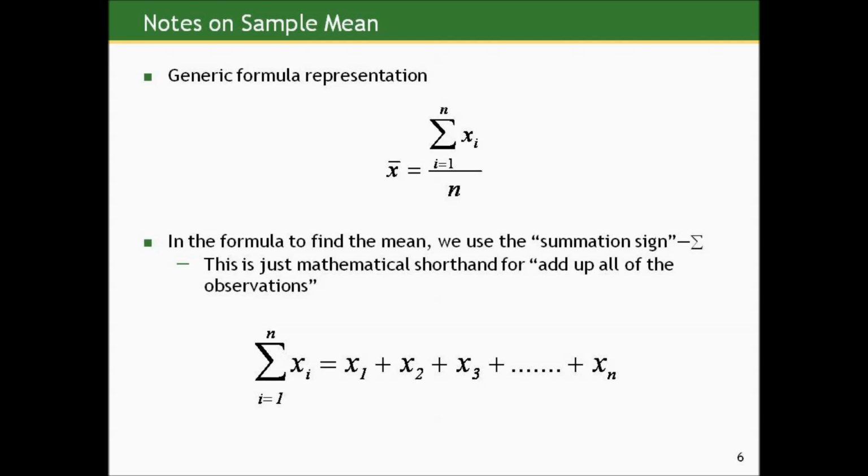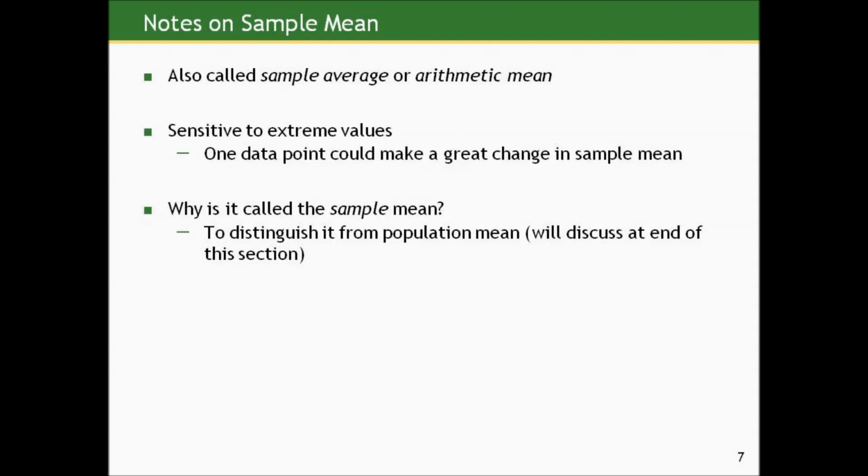So that top symbol is just math notation. The Greek letter sigma in capital version is called the summation sign. And this is basically a sexy shorthand way of saying add up all the observations from 1 to n. So if we had 5 observations, that would be indexed i equals 1 to 5, and we'd add up x1, x2 through x5. That's just a shorthand way of saying add up the 5 measurements. The sample mean is also called the sample average or the arithmetic mean.